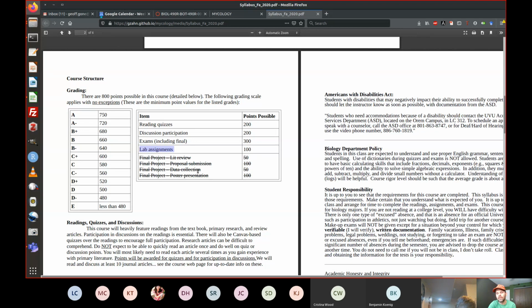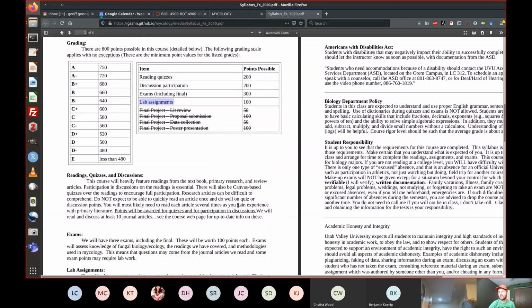People think of fungi and they think of what? Mushrooms. Yeah, mushrooms. And there are a lot of different mushrooms out there, but the diversity of fungi tends to be pretty microscopic, and so it's pretty much a microscope-based class.